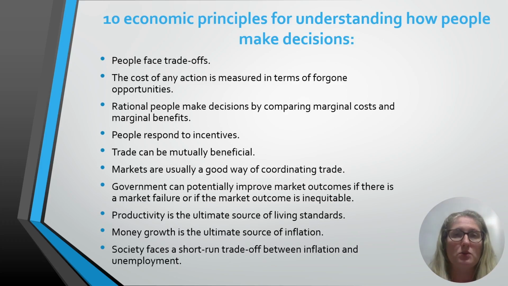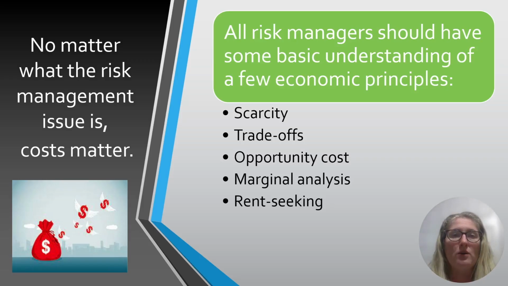Productivity is the ultimate source of living standards. Money growth is the ultimate source of inflation. And society faces a short-run trade-off between inflation and unemployment. No matter what the risk management issue is, the amount each option costs matters.